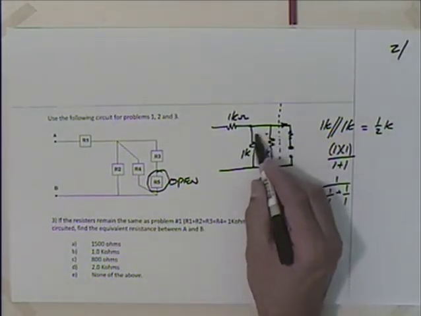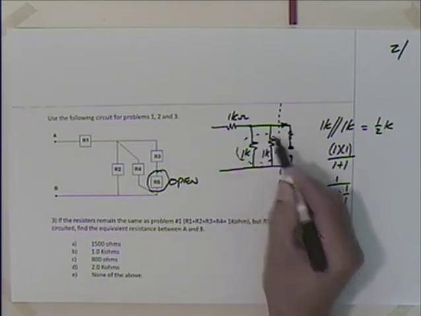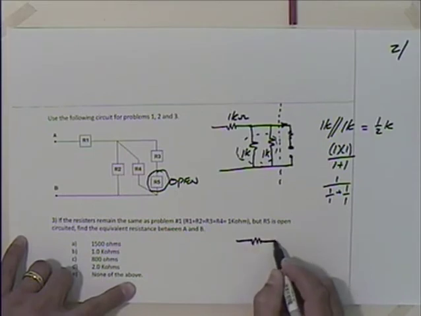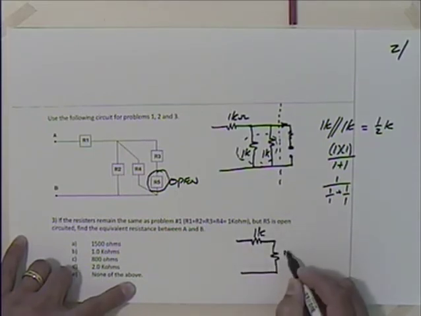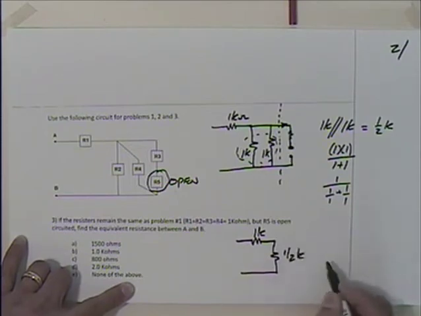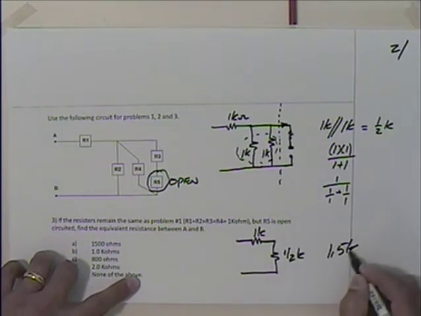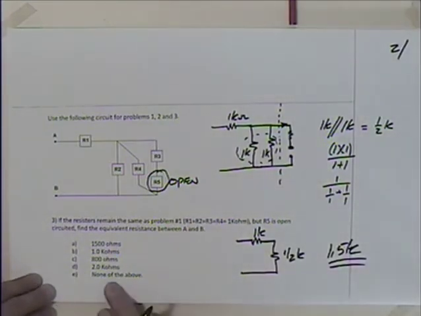That's for this combination there, so we could put that in series with that 1k. There's 1k, there's the half that we just calculated, so we would have 1.5k. 1.5k. Let's see, I don't see it there.